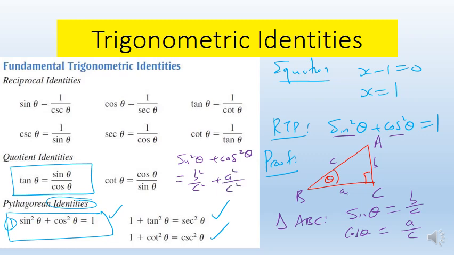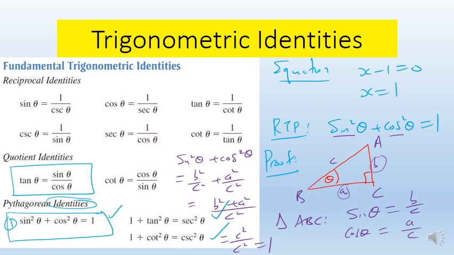That doesn't look like it's 1. But its common denominator is c squared. So what I have on the top is b squared plus a squared over c squared. But you look at this and you say, wow, this is amazing. Because b squared plus a squared is c squared. How do we know that? Theorem of Pythagoras. So that is equal to 1, and it completes the proof.